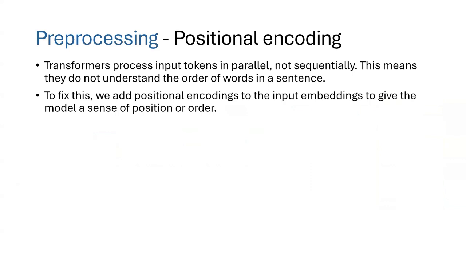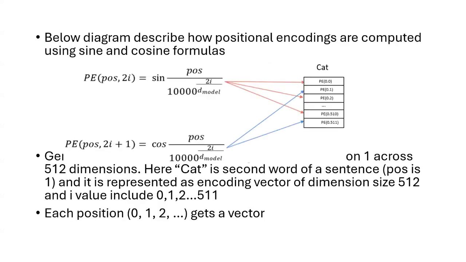Okay, so now we will see the next thing in pre-processing: positional encoding. A transformer processes input tokens in parallel, not sequentially. This means they do not understand the order of words in a sentence. Whether "the" came first or "cat" came first, it is not able to tell, because it is processing in parallel. To fix this, we add positional encoding to the input embeddings to give the model a sense of position or order.